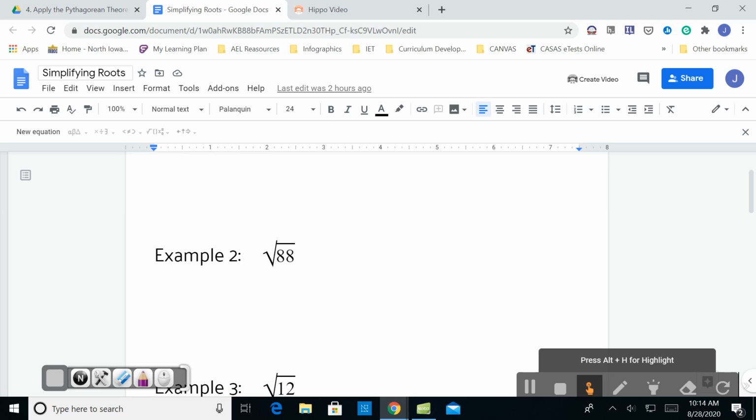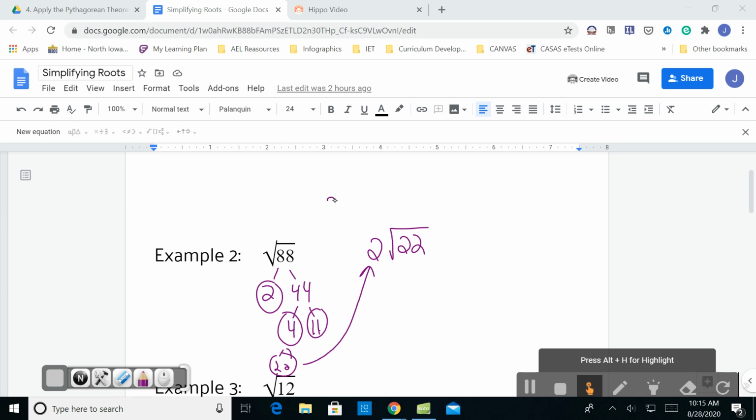Let's look at 88. This would give us 2 and 44. Divide that again. We could go 4 and 11. The reason I chose to do that is because 4 is a perfect square. So this is 2 square root of 22. If that was too much of a jump, this is 2 and 2. So these two give me this. 11 and 2 are unpaired. So 2 times 11 gives me 22.